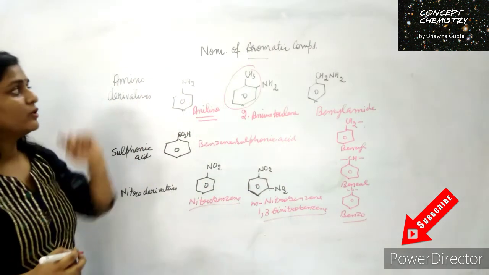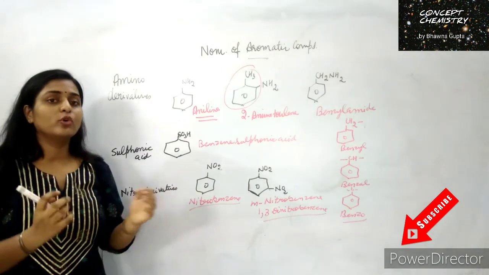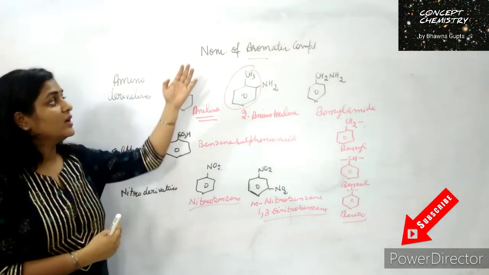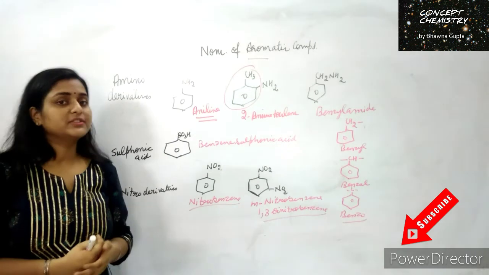So this is all about the nomenclature of aromatic compounds. We have covered around 45 to 50 aromatic compounds so far. This is more than sufficient.